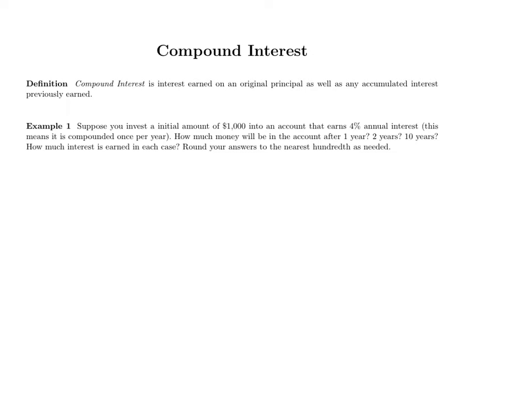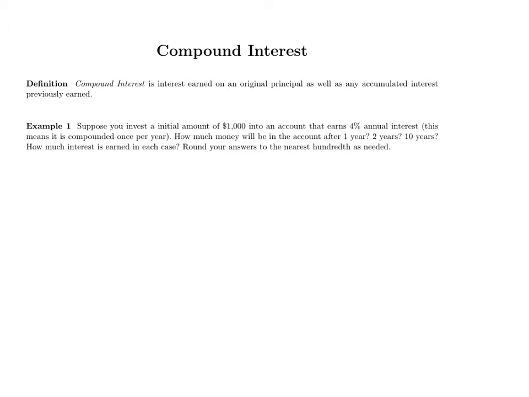In this lesson, we will study compound interest. We'll look at it from the perspective of putting money into some type of a bank account. So first, a definition. Compound interest is interest earned on the original principal, the amount that you invest, as well as any accumulated interest previously earned.